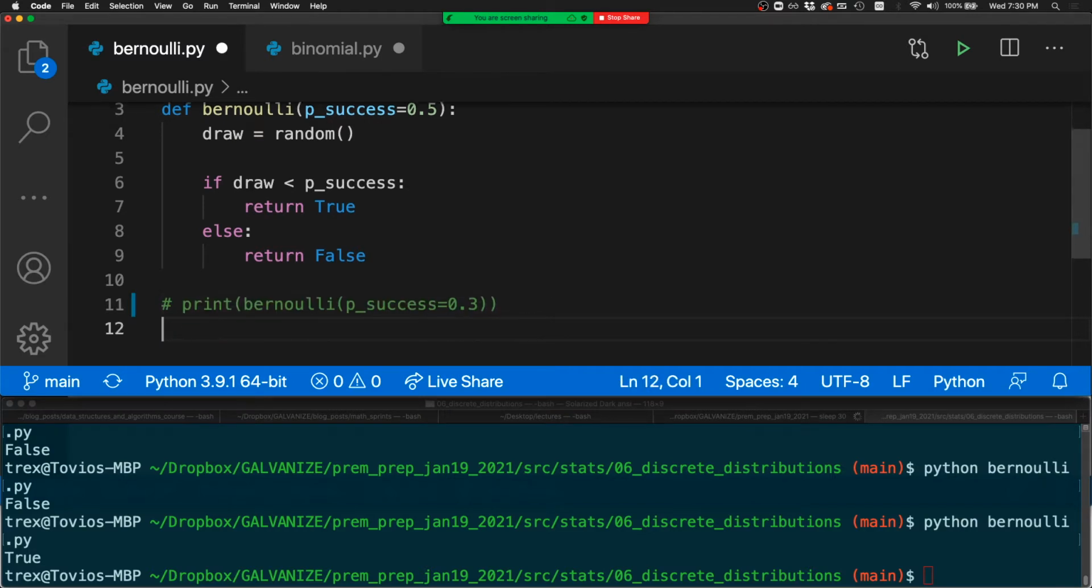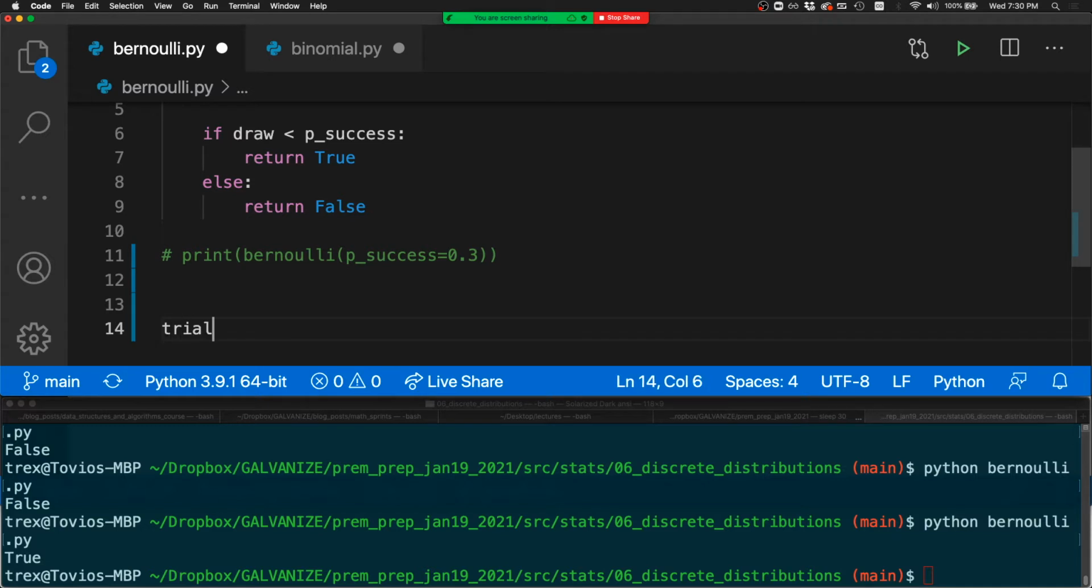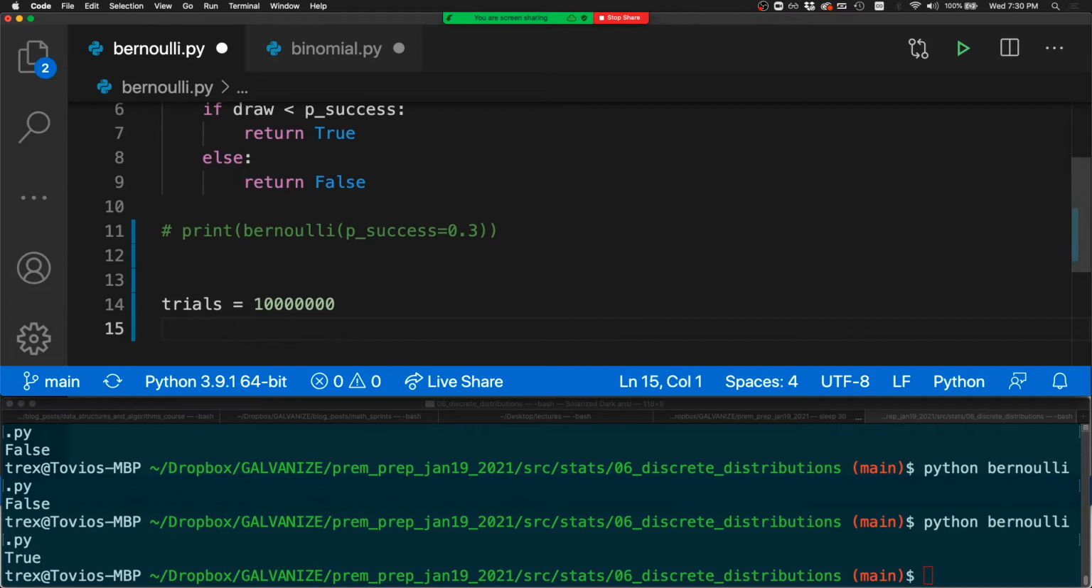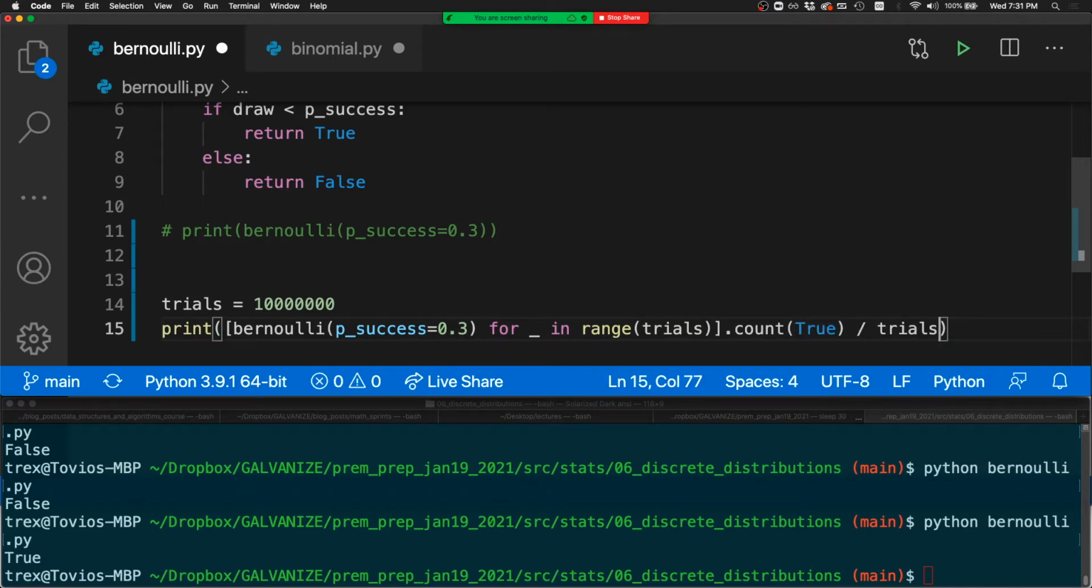Let's run this 1,000 times. Actually, let's run it more than 1,000 times. How many do I have here? 10 million. Okay, well, let's do that. So I'm going to print Bernoulli. I'm going to do this in a comprehension, but all I'm doing is calling out to Bernoulli some massive number of times and building a list of that. So for whatever in range of the trials. And then after I do that, I can just count the trues in there and divide it by the number of trials, right? So that should give me the average.